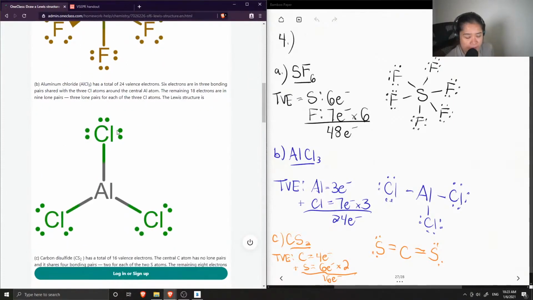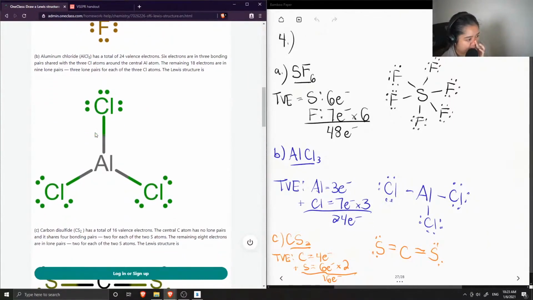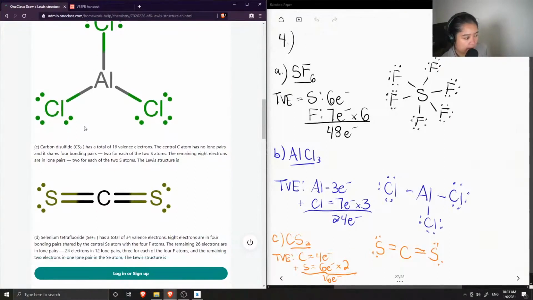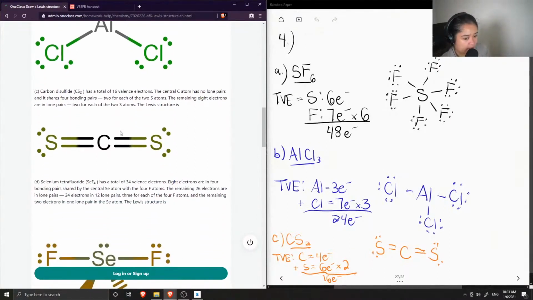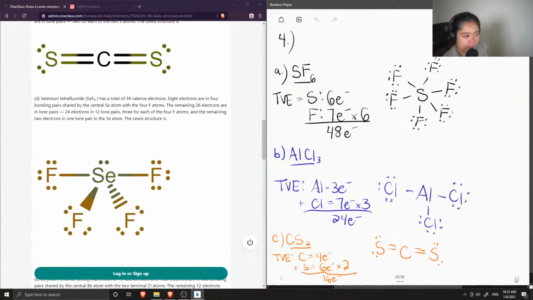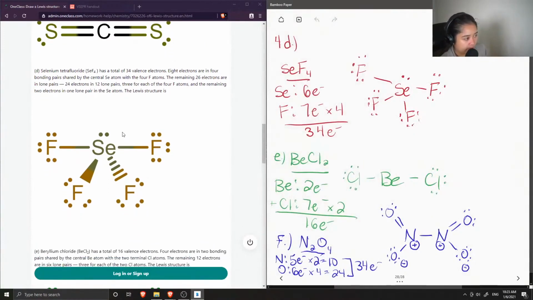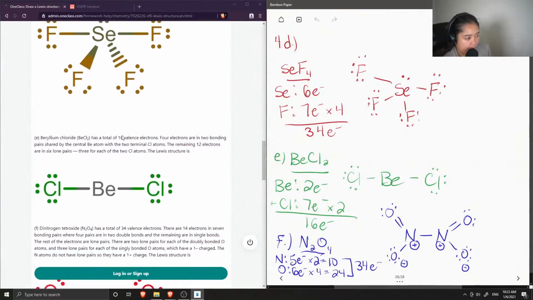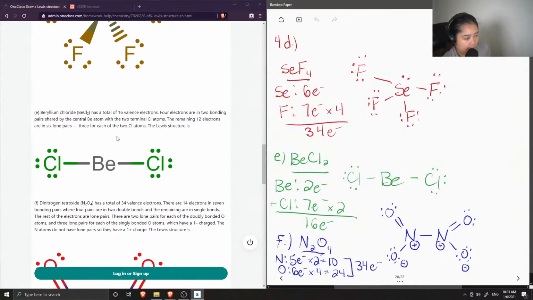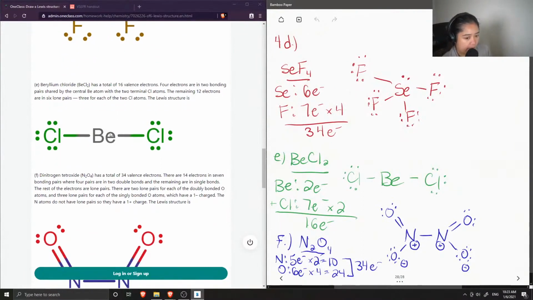For aluminum chloride, there are 24 valence electrons and they got the same Lewis structure as well. Carbon disulfide, you see that the carbon has the 2 double bonds. This is correct. Selenium tetrafluoride has 34. So this is correct as well. Beryllium chloride has 16 and doesn't follow the octet rule, so this is correct.